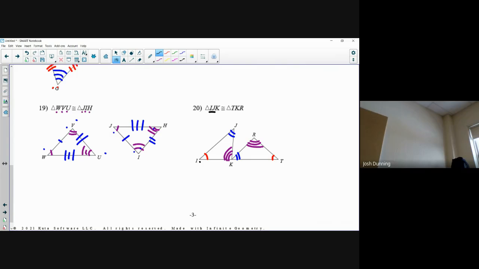Then just 2 letters. First 2 letters, I to J, I to J, 1 slash. That matches T to K, T to K, 1 slash. Now do the second 2 letters, J to K. I'm going to put 2 there. K to R, 2. And then the last possible combination of the letters here, the first and last, IK, TR. So there's IK, 1, 2, 3, TR, 1, 2, 3.